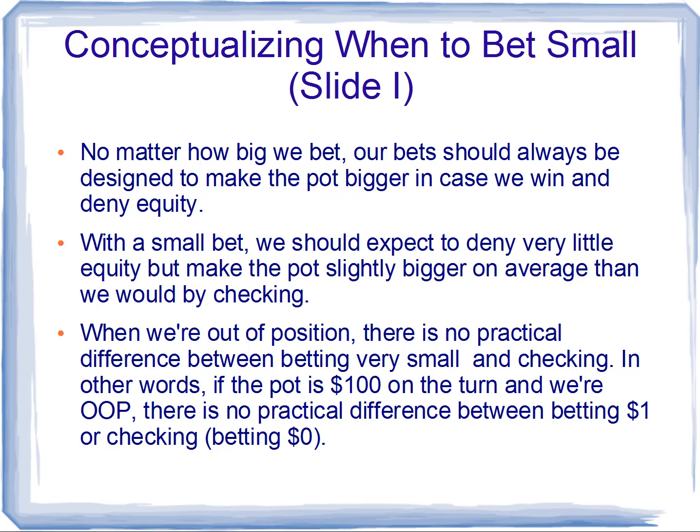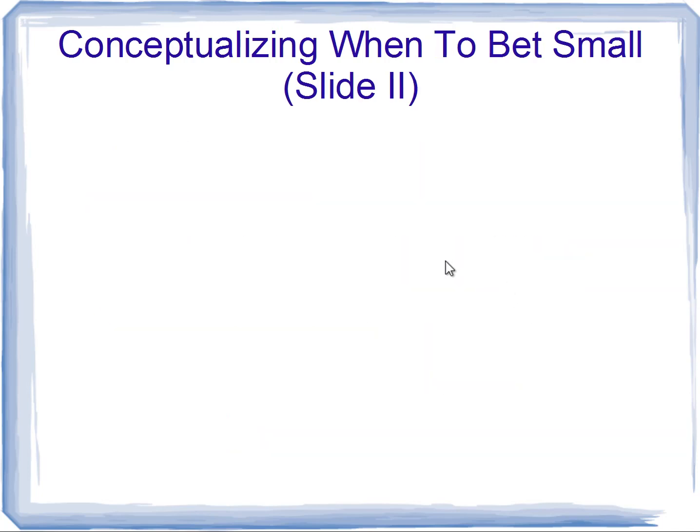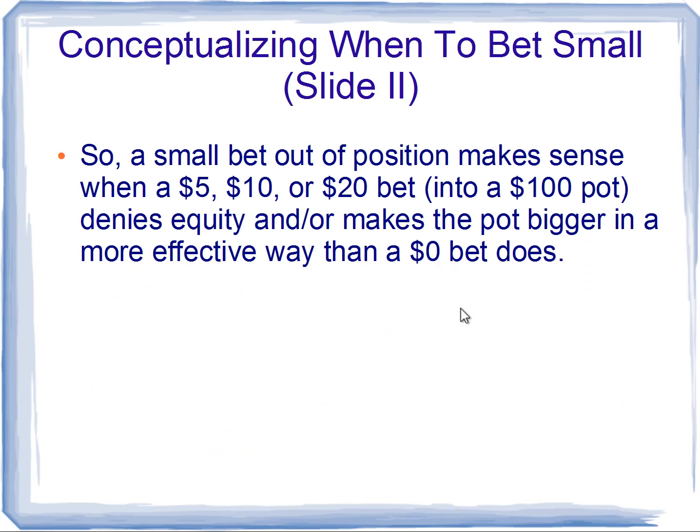Playing medium strength hands out of position is just a bad situation to be in, and there's no real way to avoid that. The last thing you want to do is just make large or medium-sized bets when you're out of position with a medium strength hand because it's easy, because that's a very inefficient way to play the hand. All right, so a small bet out of position makes sense when a 5 or 10 or $20 bet into a $100 pot denies equity and/or makes the pot bigger in a more effective way than a $0 bet does.